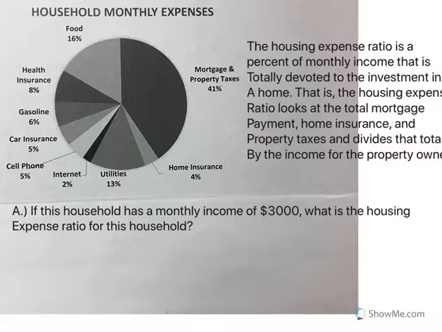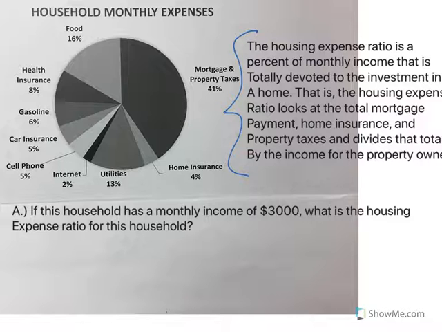Okay, the housing expense ratio. So here's the information we're using. The housing expense ratio is a percent of monthly income that is totally devoted to the investment in a home. That is, the housing expense ratio looks at the total mortgage payment, home insurance, and property taxes, and divides that total by the income for the property owner. So if this household has a monthly income of $3,000, what is the housing expense ratio for this household?